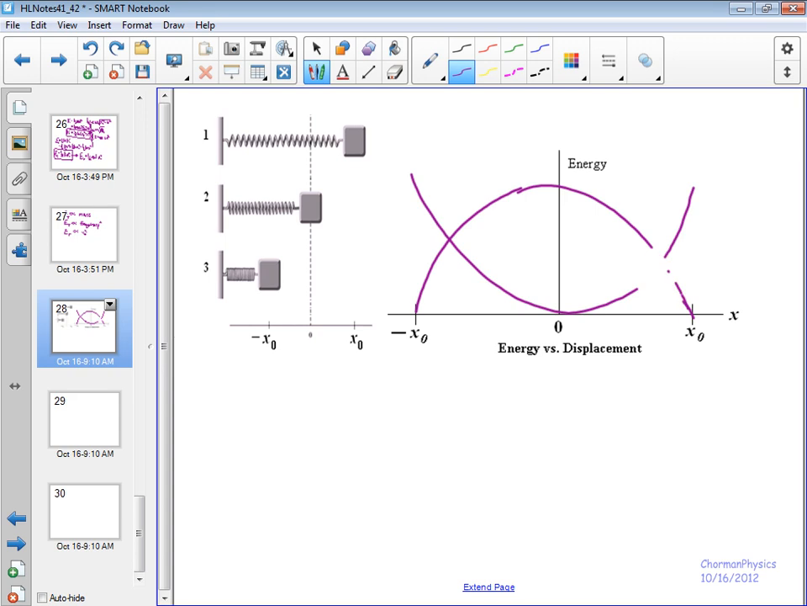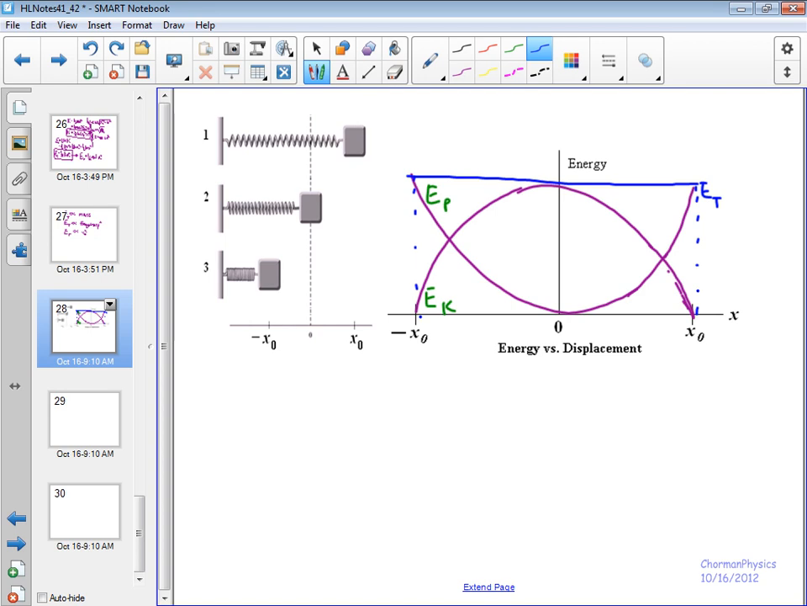Let's see if we can do a little bit better. Okay, that's a little bit better. And the total energy is constant the entire time. So let me just quickly label these. This is the potential energy. This is the kinetic energy. And your total energy curve does not change.